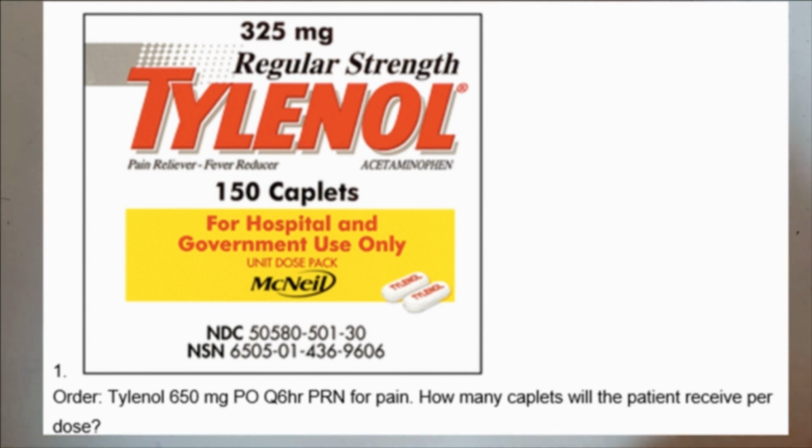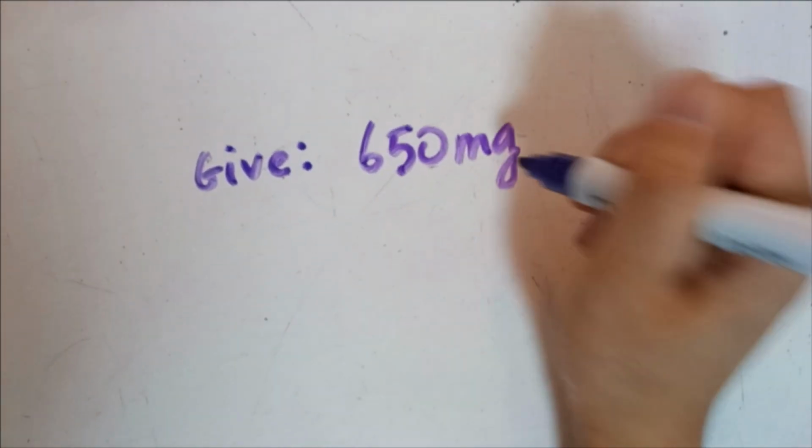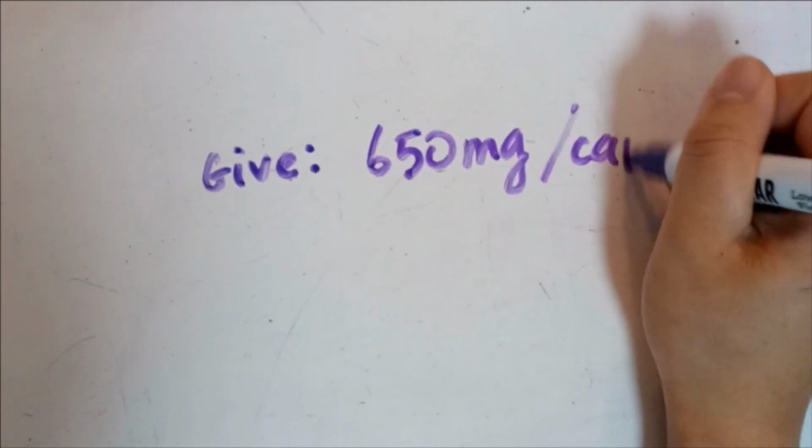There's 150 capsules in the bottle. Okay, so for government use. That's all it says on here. The main thing we need is the amount per capsule, and that's 325 milligrams. So we're supposed to give 650 milligrams, per capsule, okay?